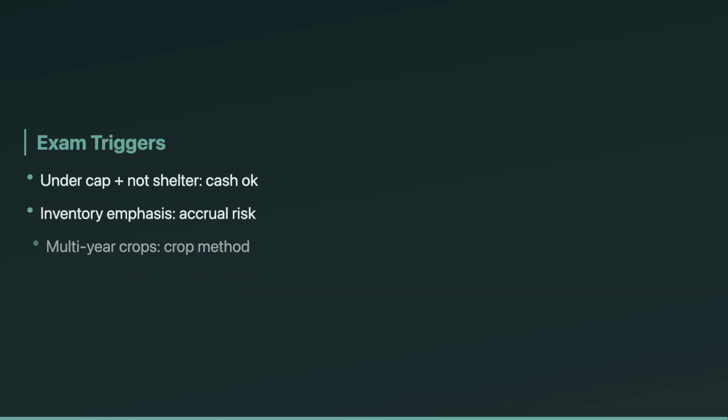Quick method selection instinct for the exam. If it's a typical farm under the gross receipts cap, cash is usually permitted. If the problem emphasizes inventory tracking and matching income to costs, accrual becomes more likely. If it's multi-year crops and they mention IRS approval or capitalization, that's pointing straight at the crop method. Always ask, when is income recognized and when are costs deducted?